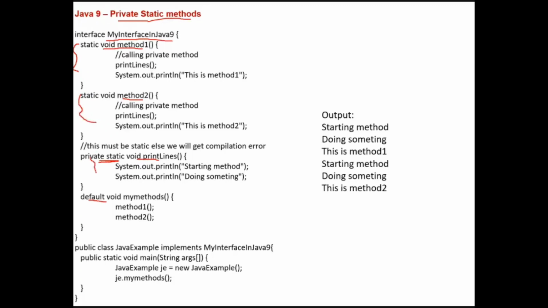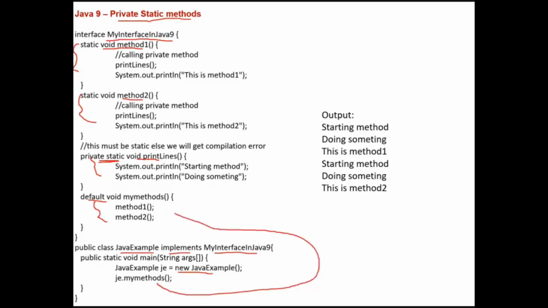This is a private static method, and here these are my methods. That is a default method. Here I have created one class called Java example that implements my interface Java 9. Within that, I have created an object for Java example, and from that I'm going to call the default method.